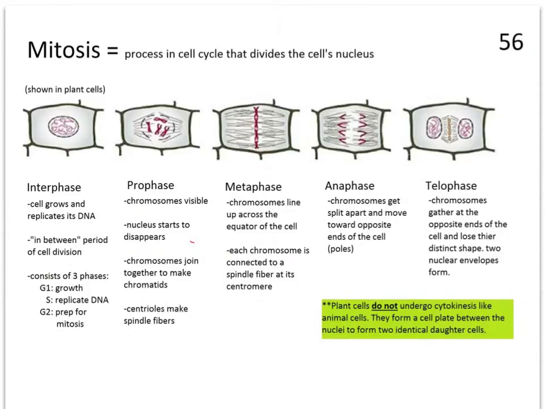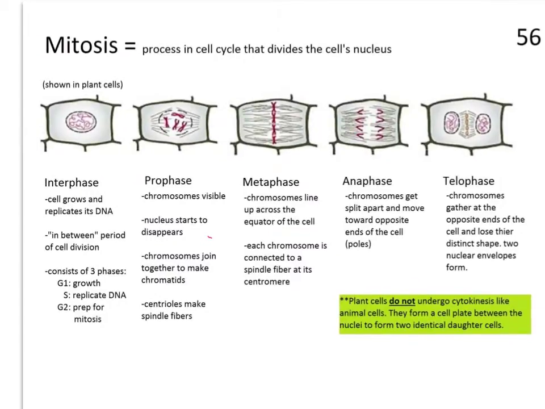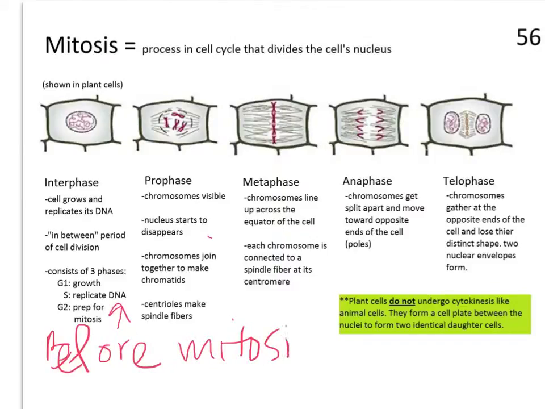Alright, so a plant cell goes through mitosis. Okay, interphase still before mitosis. Period of growth and replication, getting ready for cellular division. Prophase, chromosomes are visible, nucleus disappears. Chromosomes join together. Metaphase, chromosomes line up in the center. Anaphase, pull apart. Telophase is the same. Chromosomes still gather on one side, and nuclear envelope forms, but they don't go through cytokinesis.